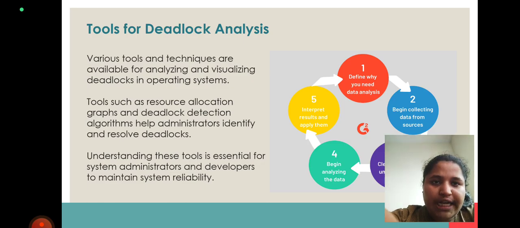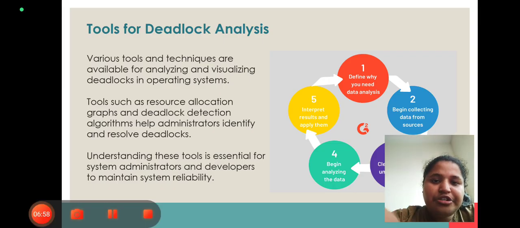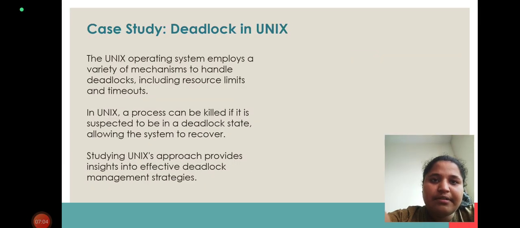Tools for deadlock analysis. Various tools and techniques are available for analyzing and visualizing deadlock in OS. Tools such as resource allocation graphs and deadlock detection algorithms assist administrators in identifying and resolving deadlocks. Understanding these tools is essential for system administrators and developers to maintain system reliability.